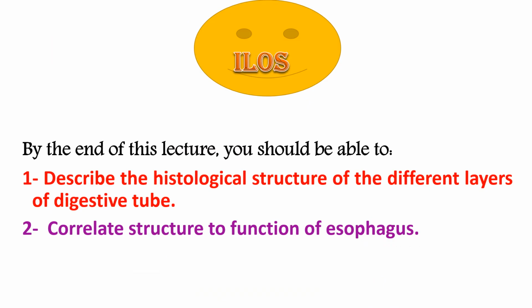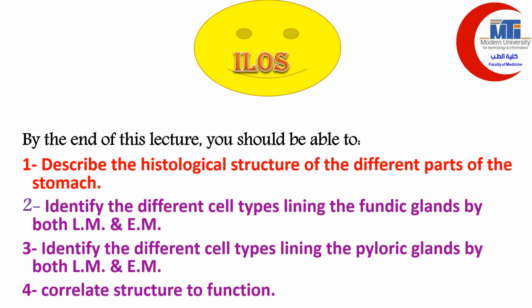By the end of this lecture, you will be able to describe the histological structure of the different layers of the GIT tube. You will be able to correlate the structure to the function of the esophagus. You are going to be able to identify different parts of the stomach and discuss the histological structure of the stomach, including fundic and pyloric glands, and correlate structure to function.